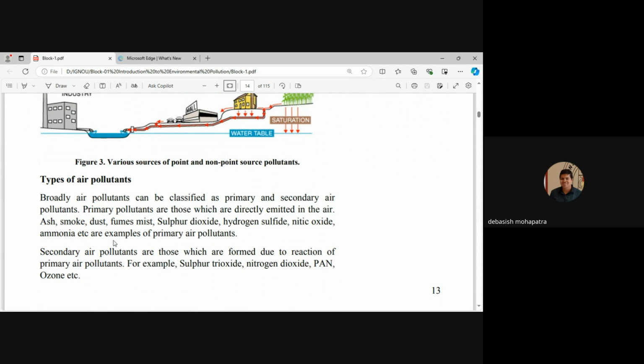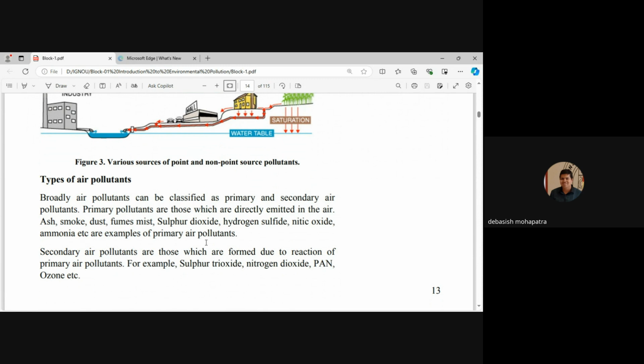Hello? Sir, once again, please. See, a point source is when the pollution is directly entering the natural bodies. We call it a point source. A non-point source is when the pollutant is applied somewhere else, but due to natural activity or human activity, it has reached a place where it should not reach.